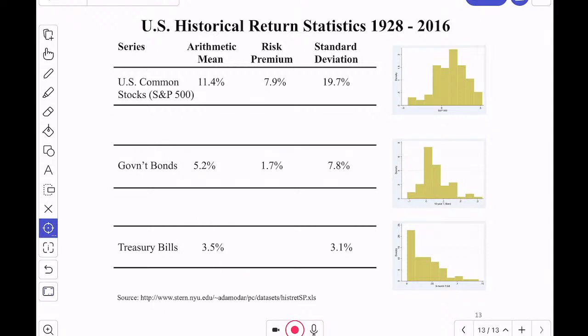T-bills are at 3.5%, so I can calculate the risk premium taking the average return for the asset class minus the T-bills. I do the same for government bonds. 5.2 minus 3.5 gives me 1.7. Any questions?